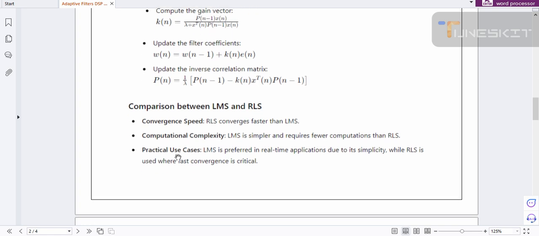So let's compare LMS and RLS. First, we compare both algorithms by convergence speed: RLS converges faster than LMS. The second is computational complexity: LMS is simpler and requires fewer computations than RLS. The third is practical use cases: LMS is preferred in real-time applications due to its simplicity, while RLS is used where fast convergence is critical.